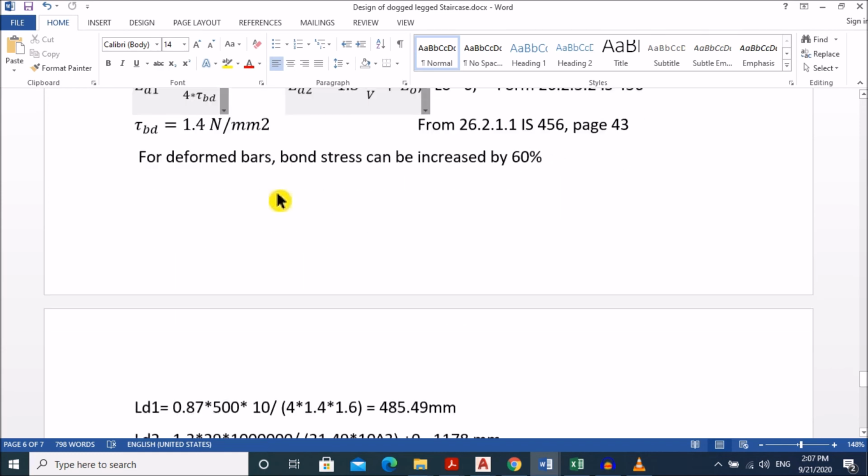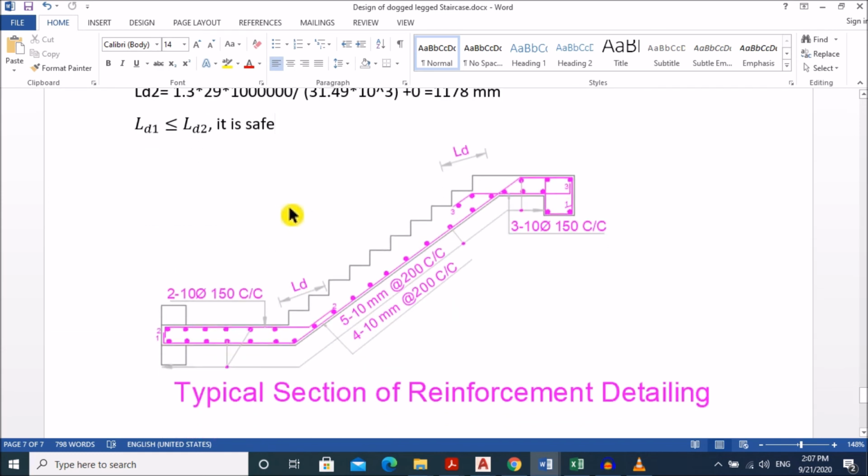Okay, that's how the design is completed. Now the design drawings have to be done in AutoCAD. The typical section of reinforcement detailing, we have used 10 mm. This 4 is the identity or number of the bars. 10 mm, 200 mm center to center. This means this main bar is 10 mm diameter and spacing is 200 mm center to center.